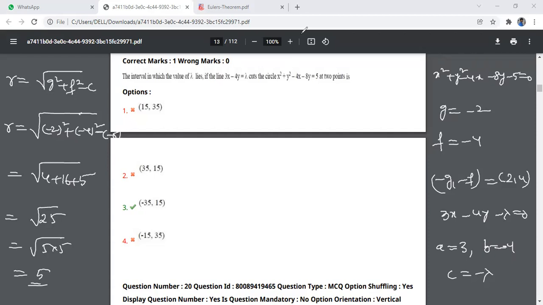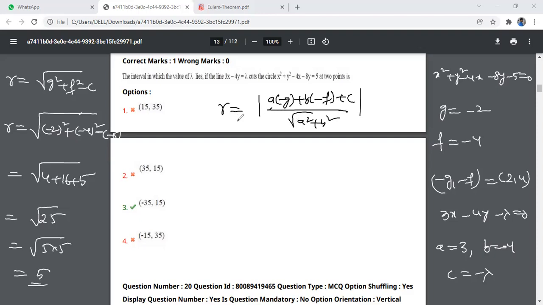Now we have to take the formula, because actually here we have to write r is equal to mod of a of minus g plus b of minus f plus c by under root a square plus b square.